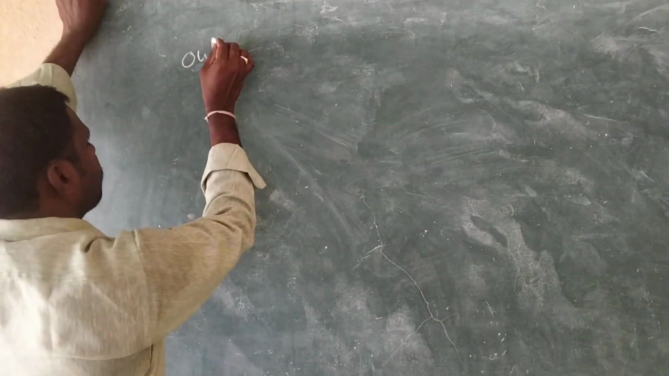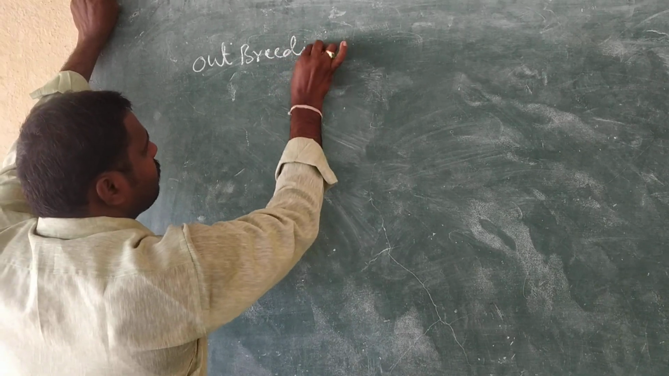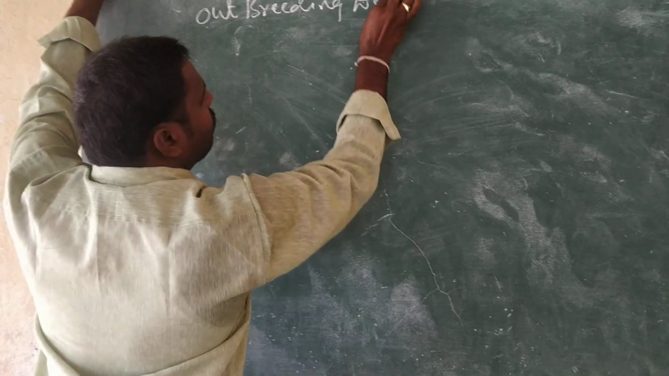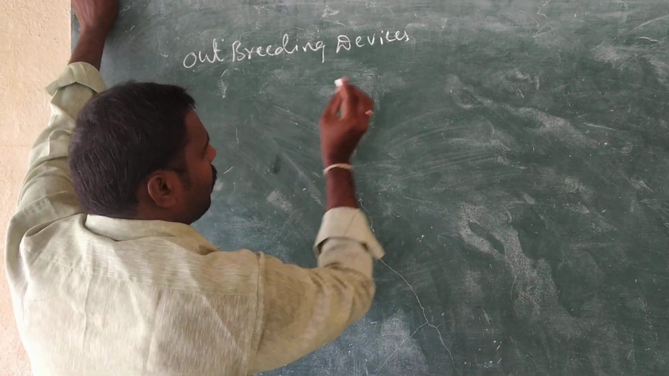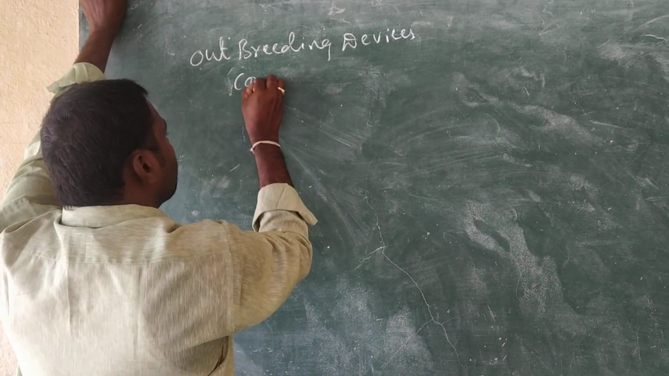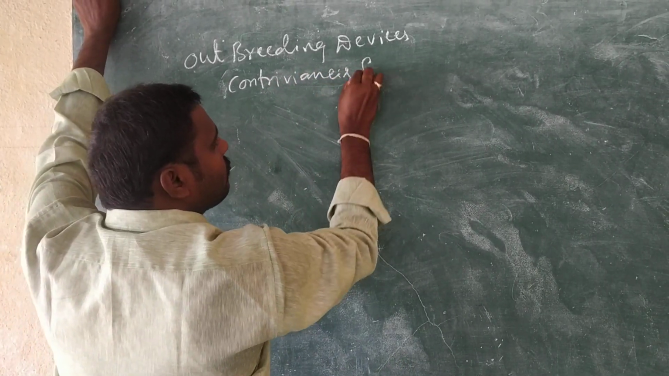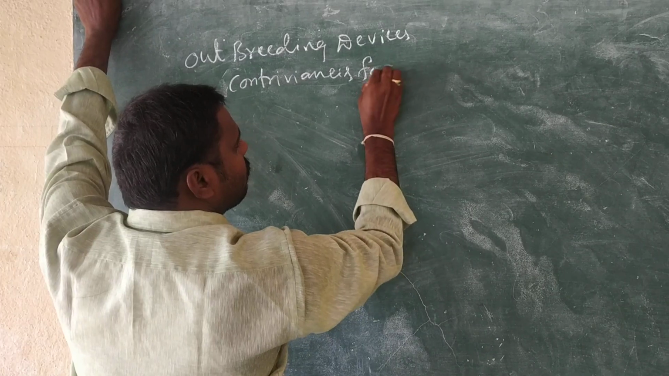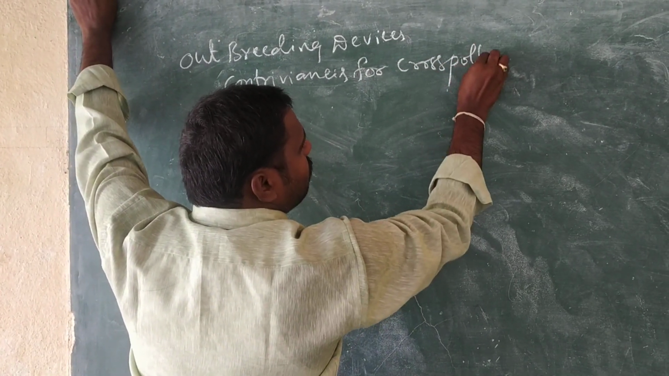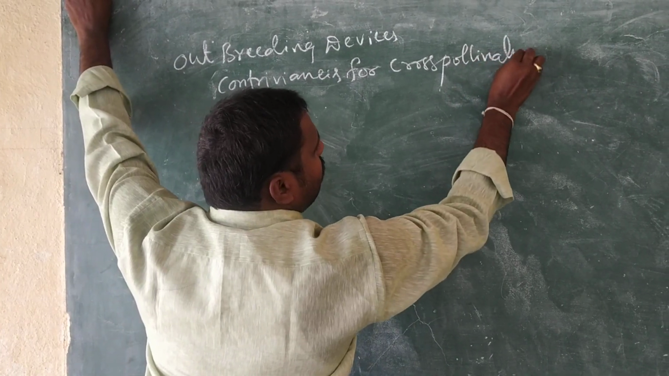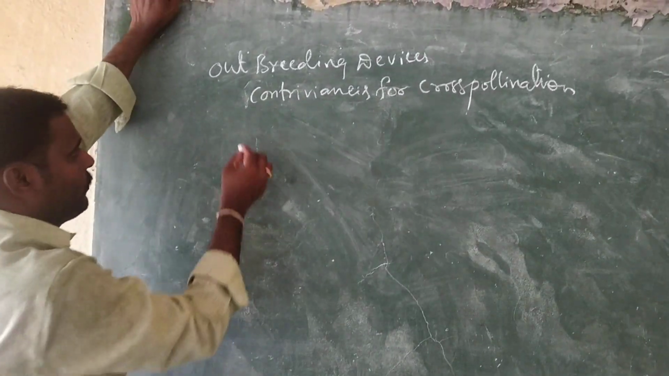Outbreeding devices are contrivances for cross pollination.